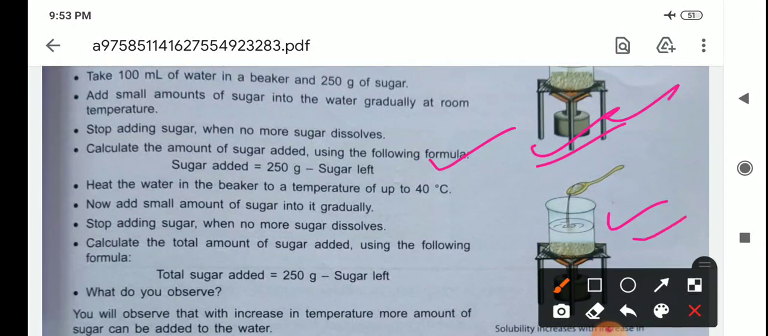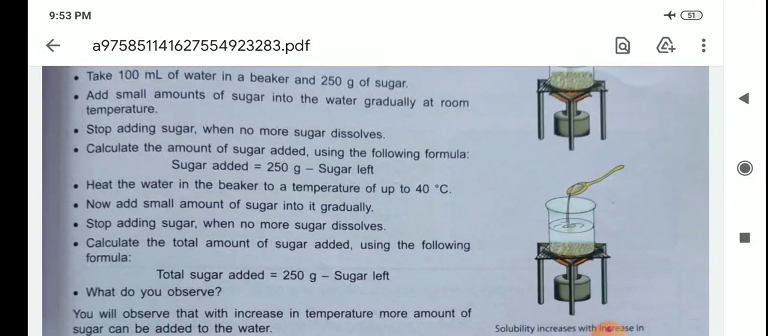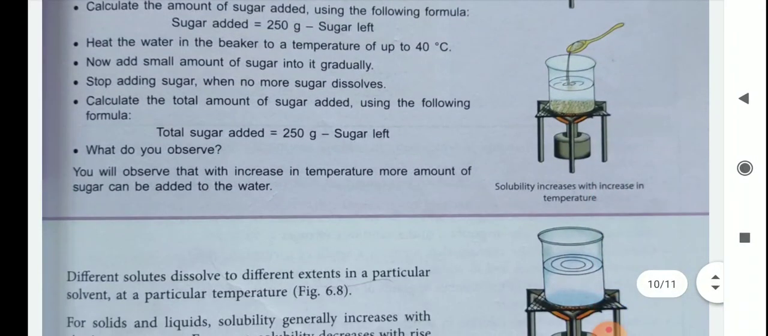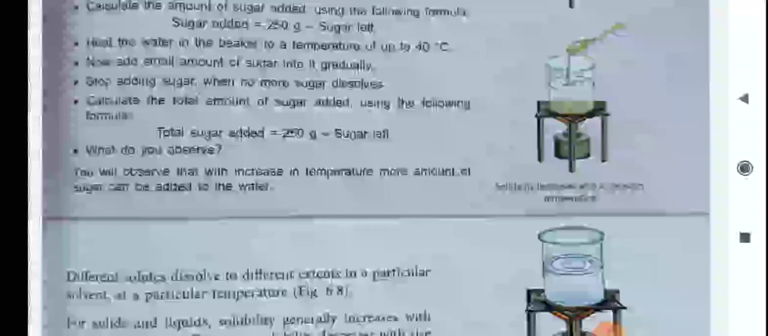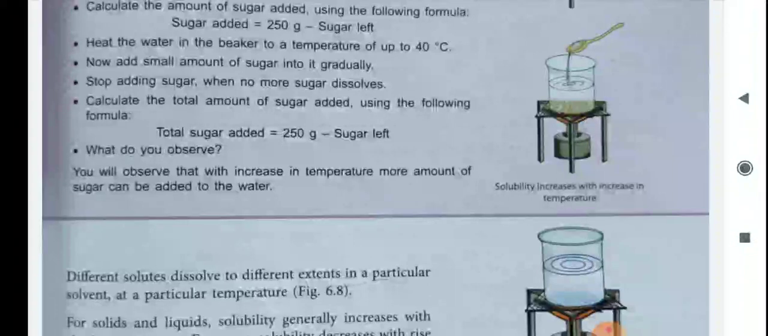In second case, what we do? Heat the water in the beaker to a temperature up to 40 degrees Celsius. Now add small amounts of sugar into it gradually. Stop adding sugar when no more sugar dissolves. Calculate the total amount of sugar added using the following formula. Here children, we observe what? We observe that with increase in temperature, more amount of sugar can be added to the water.